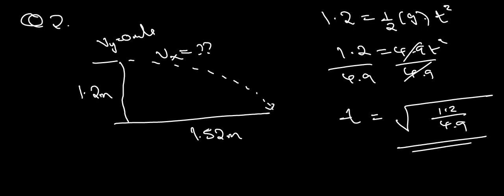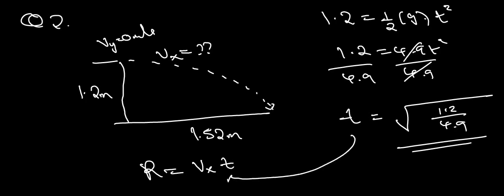This will give you your time. Then the same time that you've gotten here, you use it to get the velocity, because the range we said is the velocity in the x times the time. The time you get here, plug it there. The range is this guy here, you can plug it there. Then you get your velocity in x. That's the velocity with which it was rolling off in the horizontal.